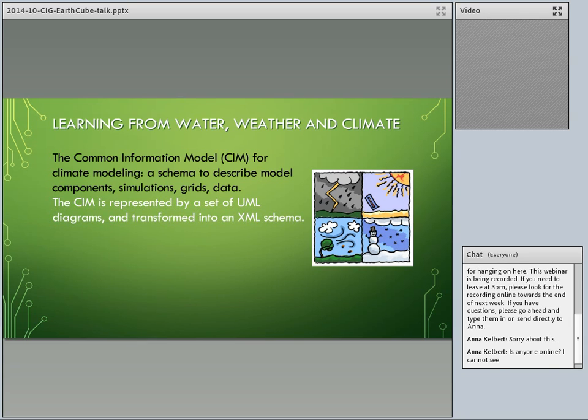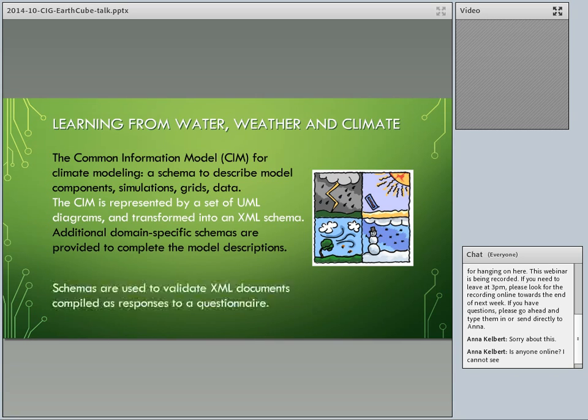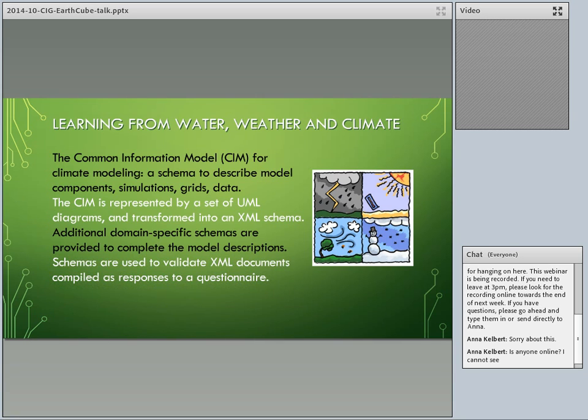That is actually represented as a UML diagram and then transformed into an XML schema, and that is supplemented with domain-specific schemas to describe a component. These are used to validate XML documents, and there are questionnaires that could be filled in, and there are tools to search and compare and visualize the responses.